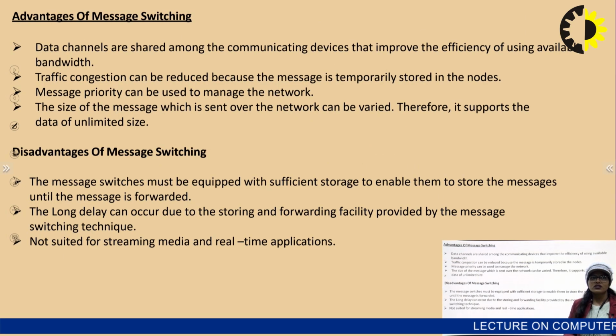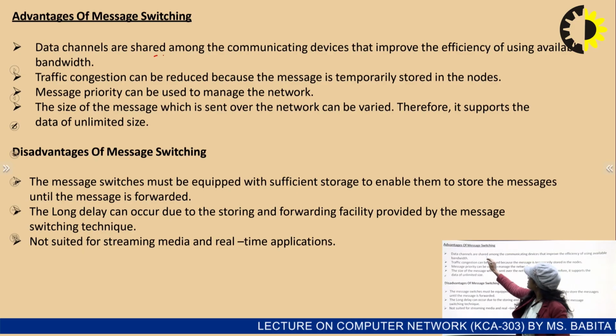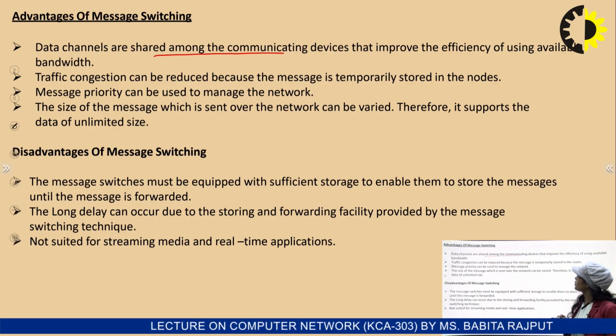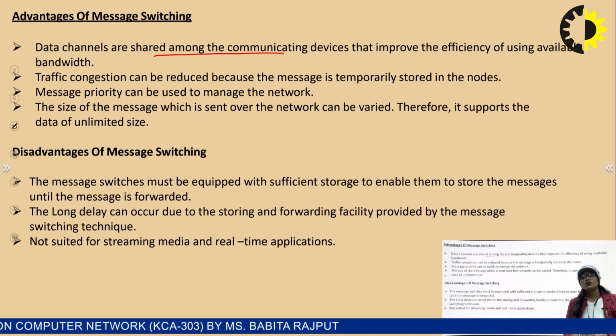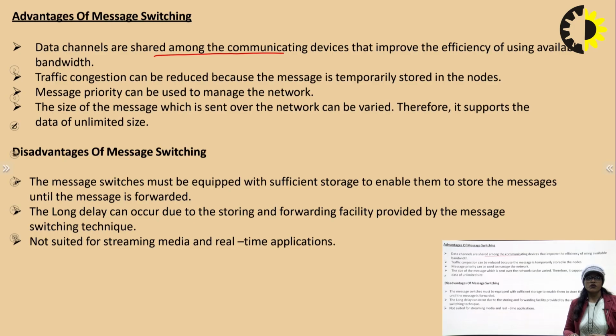Next we will talk about some pros and cons of message switching. Basically, in message switching the communication devices share resources, which improves the efficiency of using the bandwidth, because we are using the whole bandwidth of the network. Traffic congestion can be reduced because the message is temporarily stored in the node. This is also a facility provided by message switching. The size of a message sent over the network can be varied. It is not necessary that the message size is always fixed, because here the message size may vary from time to time.